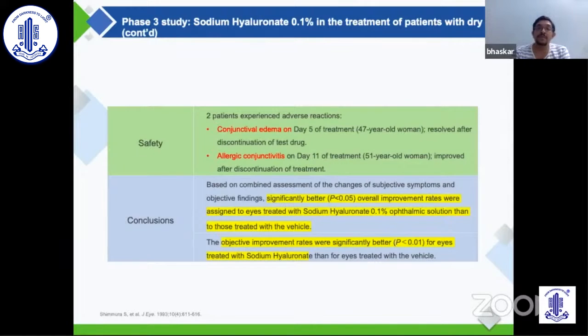So to conclude, based on the combined subjective and objective findings, there was significantly better overall improvement in eyes assigned to the sodium hyaluronate as compared to those treated with the vehicle. The objective improvements were slightly better as compared to just the subjective improvement.